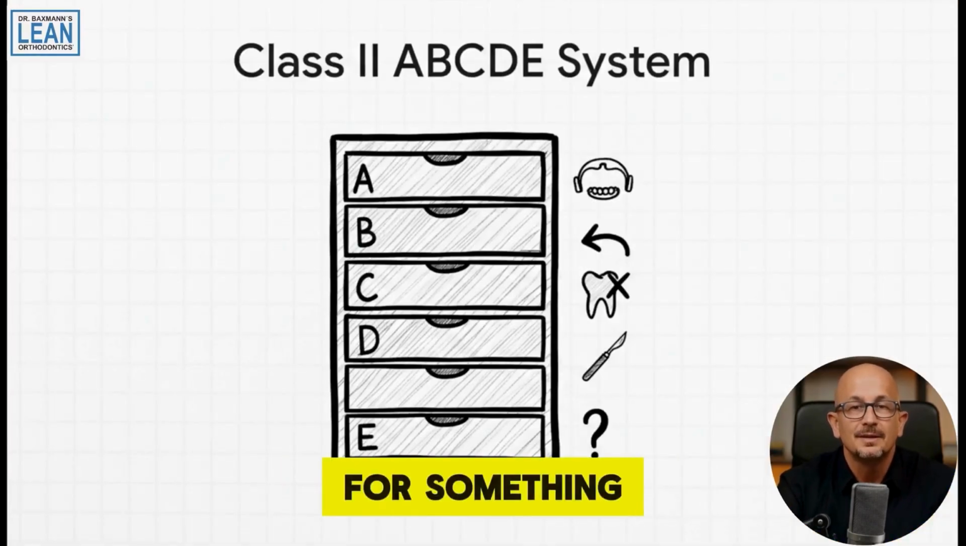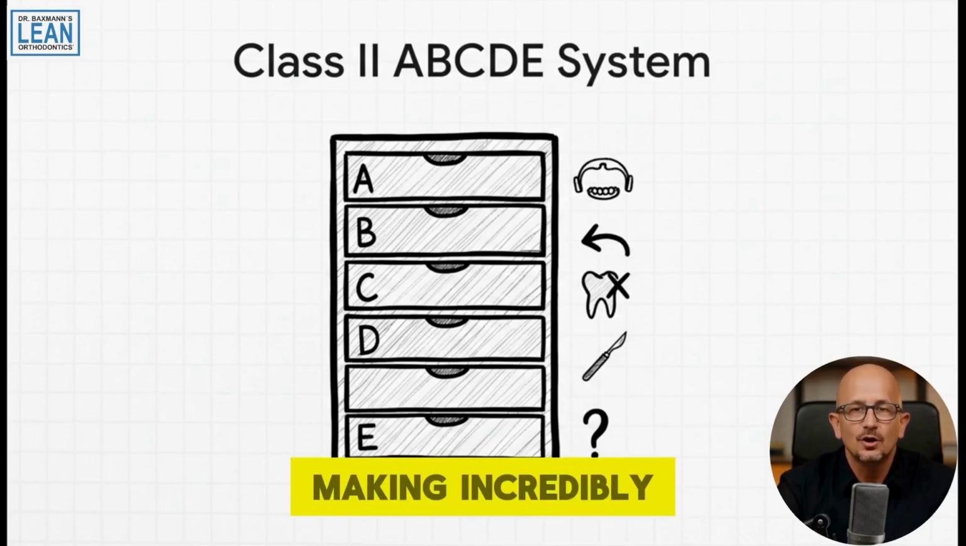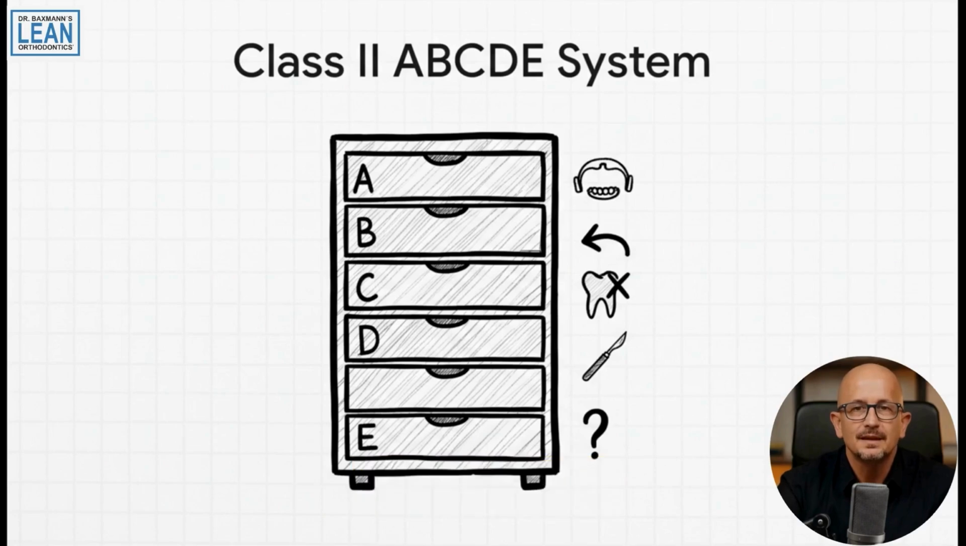Let me give you a really practical example of this. In my own practice, for something as complex as a Class 2 case, we've created a super simple system. We have a cabinet with drawers, and they're clearly labeled for each main treatment path. Drawer A for functional, B for distalization, and so on. What does this do? It makes our decision-making incredibly fast, consistent, and predictable. There's zero guesswork.